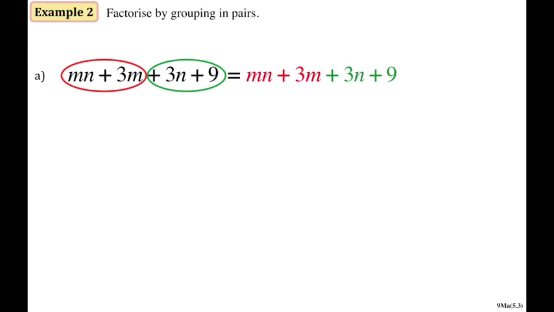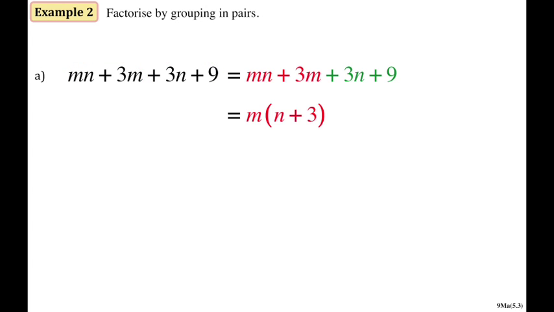Now focus on the red part. If I was looking at the red part as a question by itself, what's common? Well, they both have a letter m. So you'd write down m bracket n plus 3, the bits that weren't left with the m. Now let's focus on the green part. The green part has a common factor as well. 3 goes into 3, 3 goes into 9, so I'll write plus 3 because it's a positive 3. And what's left over? n. And 3 goes into 9 3 times.